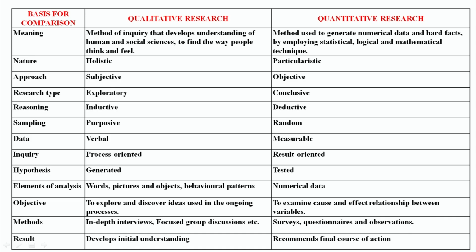In qualitative research, the hypothesis is generated, but in quantitative research we test the hypothesis. The elements of analysis include words, pictures, objects or behavioral patterns, but in quantitative research obviously it is numerical data only. The objective of qualitative research is to explore and discover ideas used in the ongoing process, and in quantitative research the objective is to examine the cause and effect relationship between the variables under study. The methods we use, on which we are going to have a detailed discussion, are in-depth interviews, focus group discussions, etc., but in quantitative research they are surveys, questionnaires, observation, etc. The ultimate result of qualitative research is to develop insights and an initial understanding of the unit under study, but quantitative research recommends the final course of action.